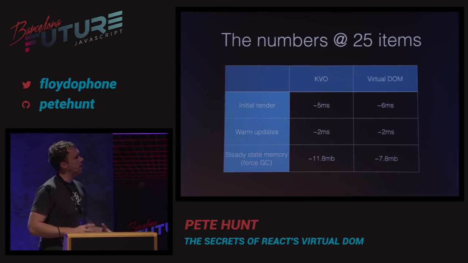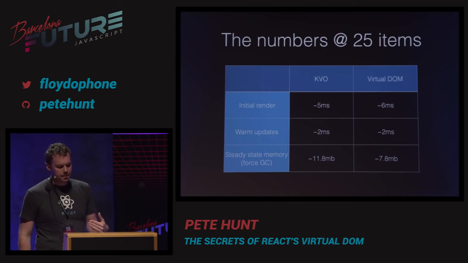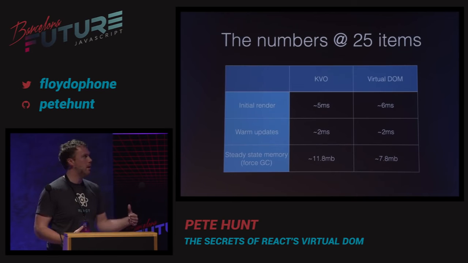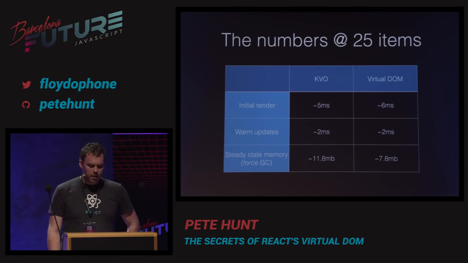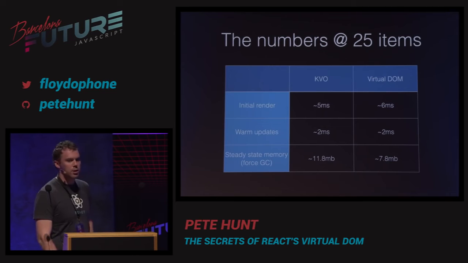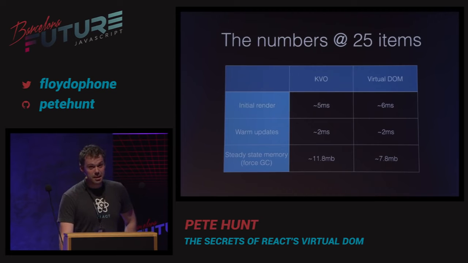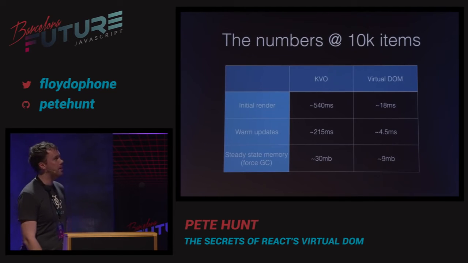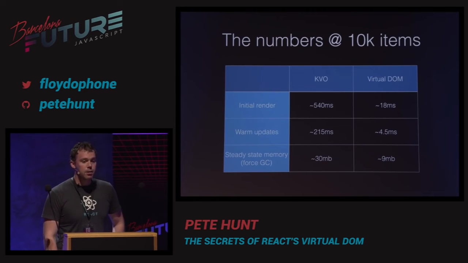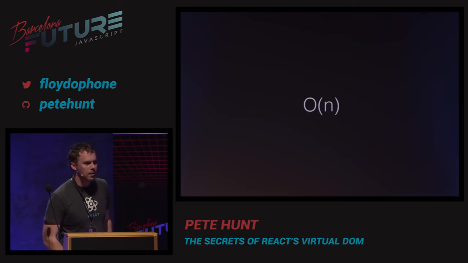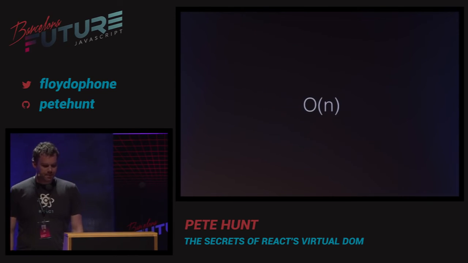So when I ran the numbers at 25 items, 25 companies in that list. Now remember, we're taking the top 3 companies and we're displaying them. And so there's 25 underneath that UI. Doesn't matter. These numbers are within a millisecond of each other, and they're all under a frame anyway, so who cares? When we bump it up to 10,000 items, we start to see a pretty big difference in performance. It's not only in the initial render time, it's also warm updates and steady-state memory after garbage collection. Now, the reason for this can be found in big O notation.